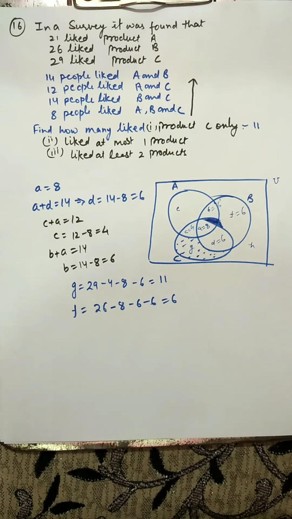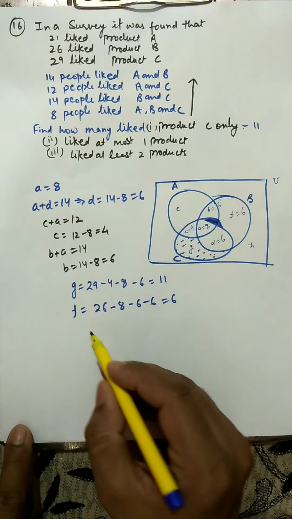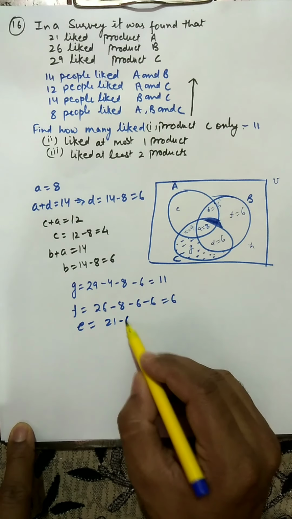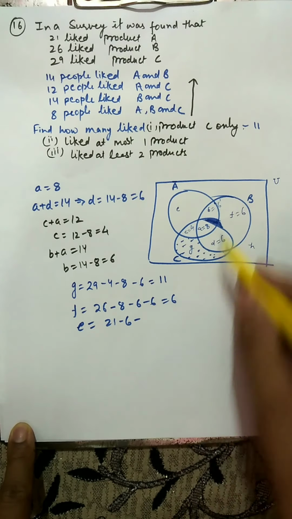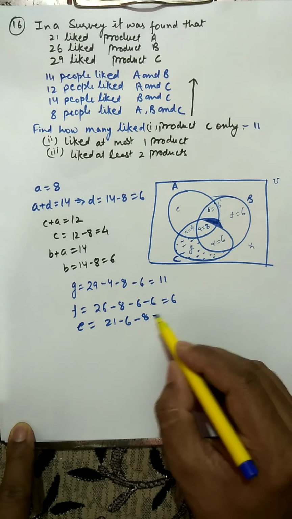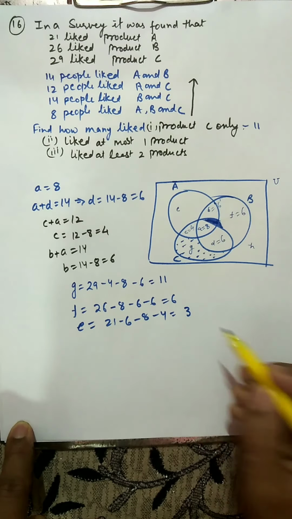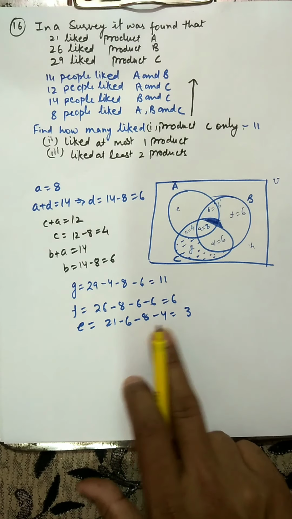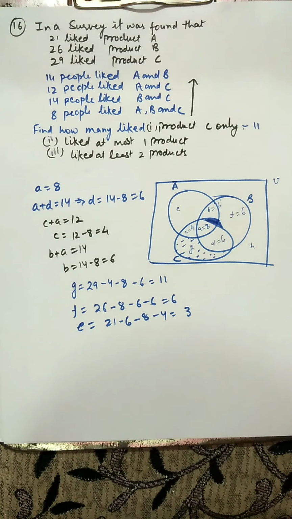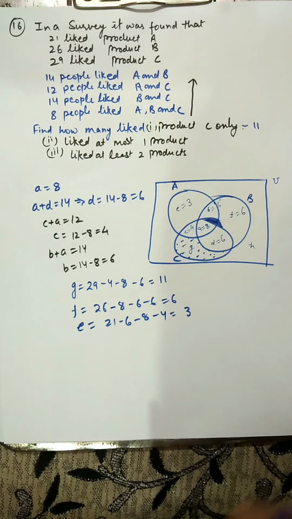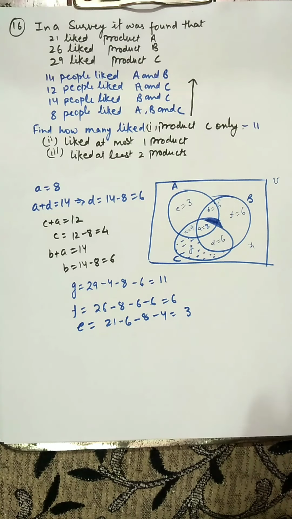Now come to the next part, that 21 like product A. So for A, you can see that the E area, small e, will be 21 minus 6, which is B, minus 8, which is A, minus C, which is 4. So this is 8, 6, 14, 18, and so this will be 3. So E is 3. Now after finding the values of each variable A, B, C, D, E, F, G, H, you can answer all the parts of the question very easily.